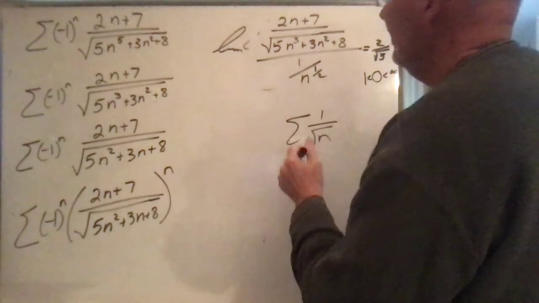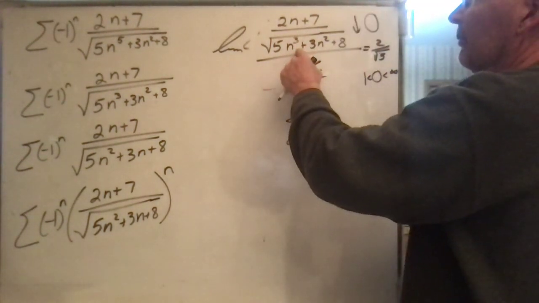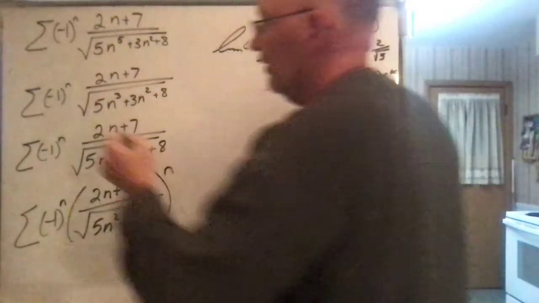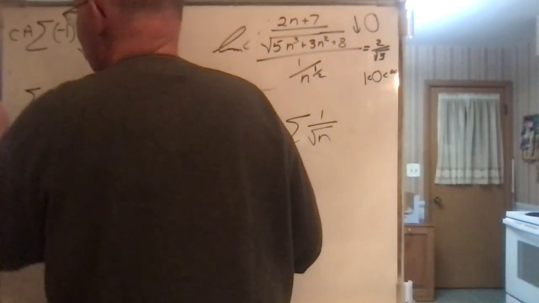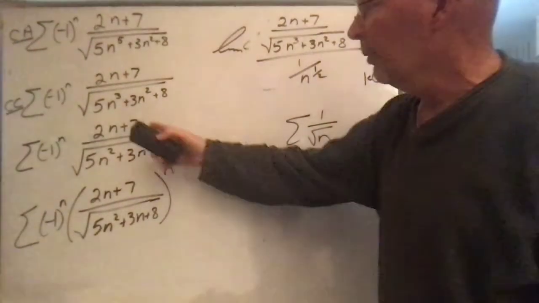However, these things do go to 0, right? Because the bottom is getting big faster than the top. So they go to 0. And so this thing here converges absolutely. This one converges conditionally. Okay? What about the next one?